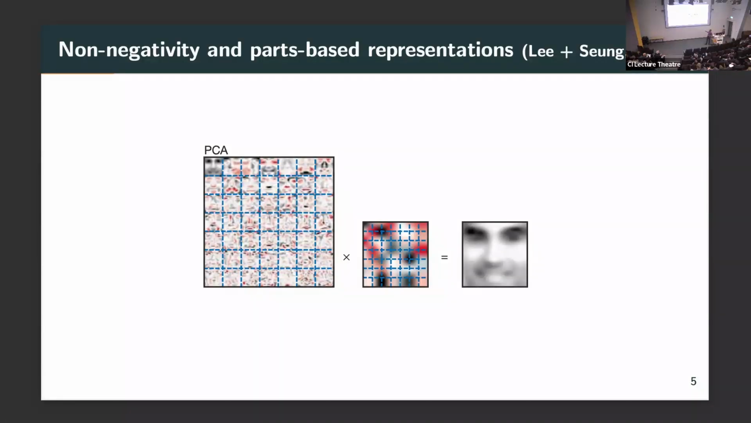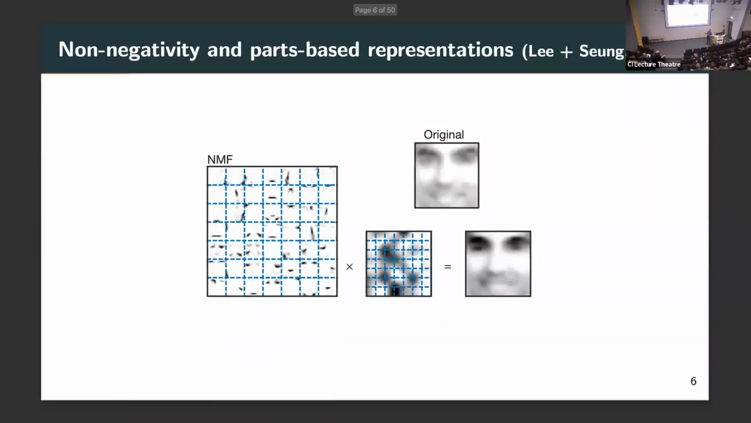So the idea is that you can represent each face in your data matrix as a linear combination of these, quote, eigenfaces, and you get a weight on each eigenface, which can be positive or negative. Importantly, in PCA, things can be positive or negative. Black is positive, red is negative here. And I think part of the argument of their paper is that this makes things a little harder to interpret, or maybe a lot harder to interpret.